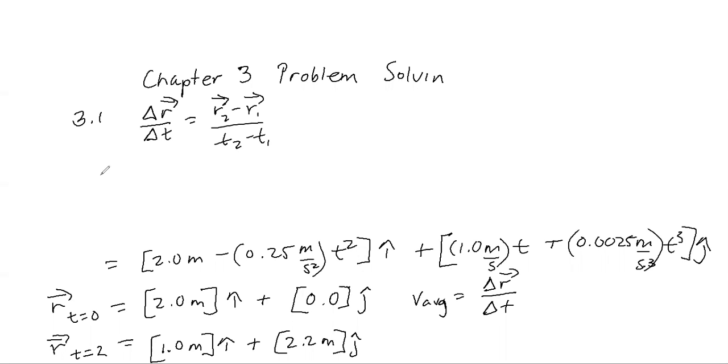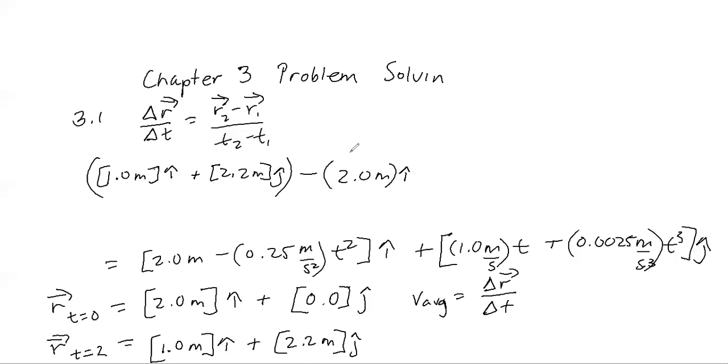Let's see. 1.0 meter i plus 2.2 meter j, and then minus 2.0 meter i plus 0.0 j. And this is delta r.